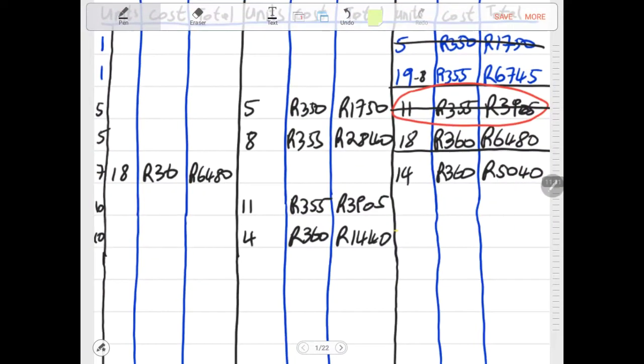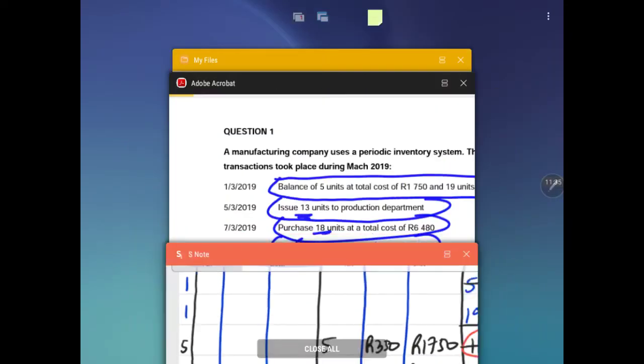Let's look at the inventory that was bought on the 7th. The inventory bought on the 7th is the one that was bought at a price of 360, if you remember, meaning this inventory is still available. So now if this inventory is still available and it is the one that is available in our balance after we have issued that 15 units, then we can return this inventory back to the supplier.